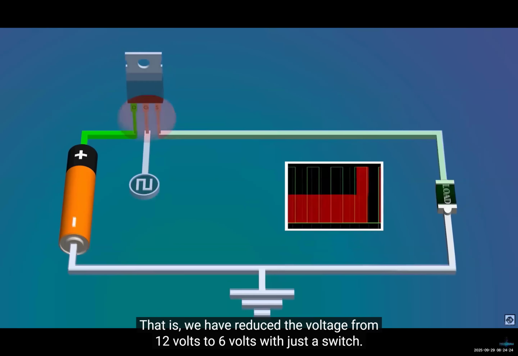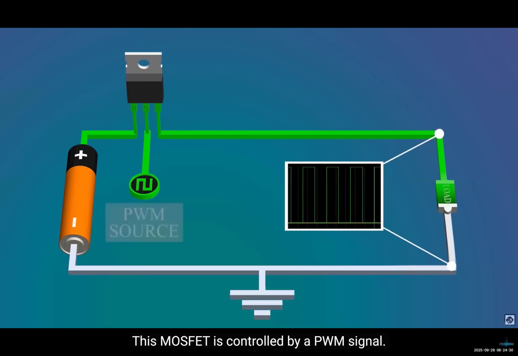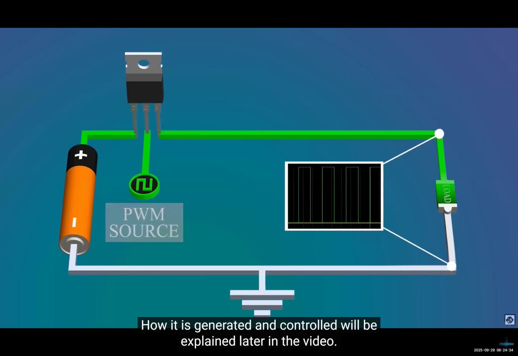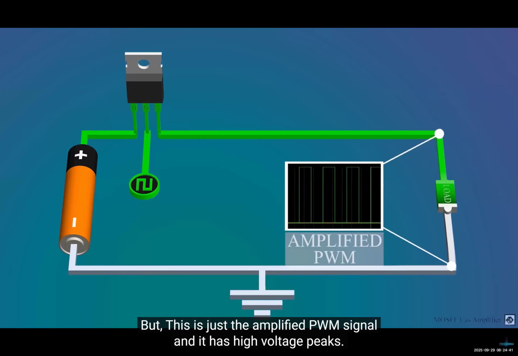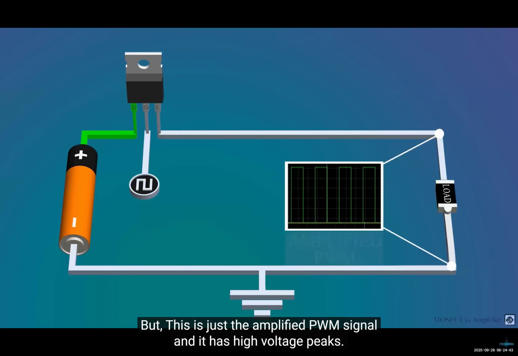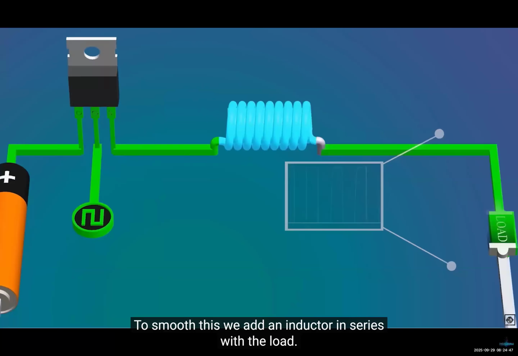For efficiency reasons, we will replace it with an electrical switch or a MOSFET. This MOSFET is controlled by a PWM signal. How the PWM is generated and controlled will be explained later in the video. But this is just the amplified PWM signal, and it has high voltage peaks. To smooth this, we add an inductor in series with the load.